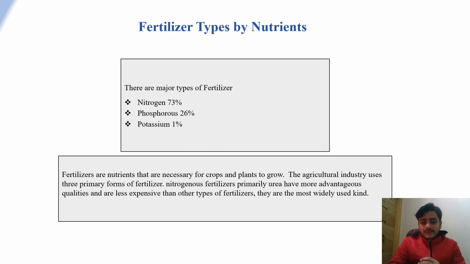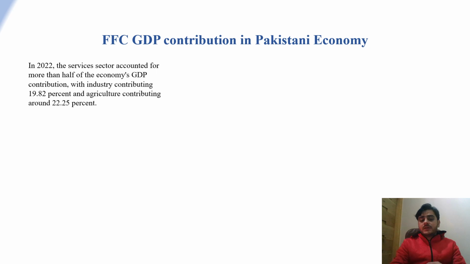Agriculture has three primary focuses. Nitrogen fertilizer has the advantages of quality and lower expense compared to other types, and it is the most widely used kind of fertilizer. So nitrogen fertilizer is the biggest contributor, less expensive and of higher quality. That's why nitrogen is used more in the fertilizer industry. That's the reason. So we are moving on to the GDP contribution.